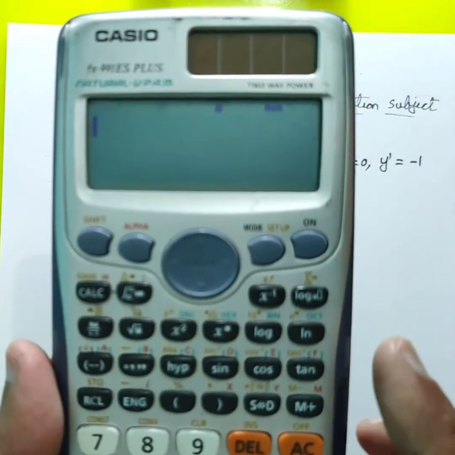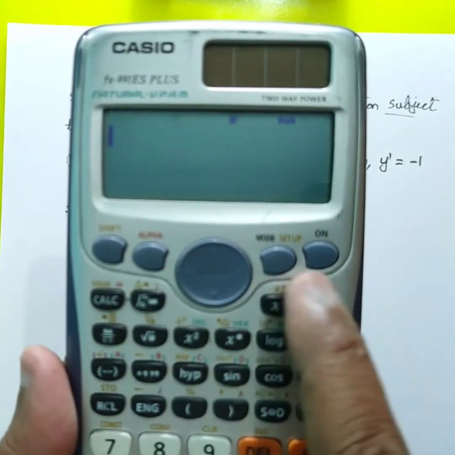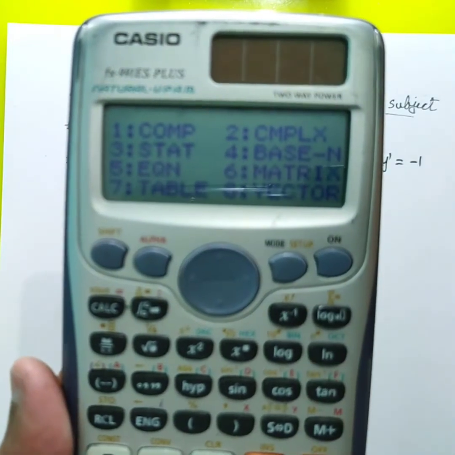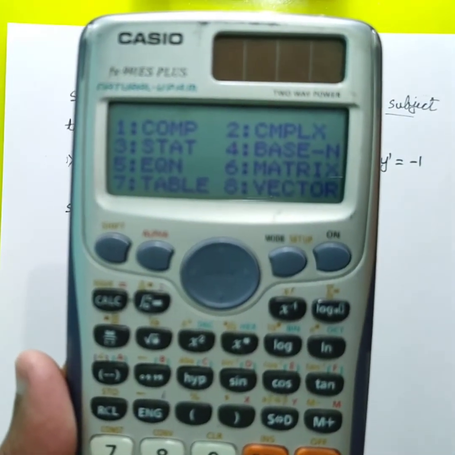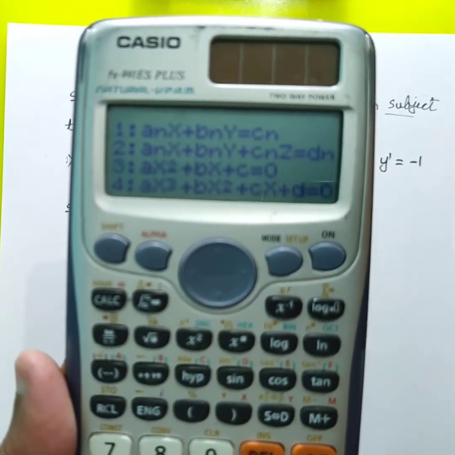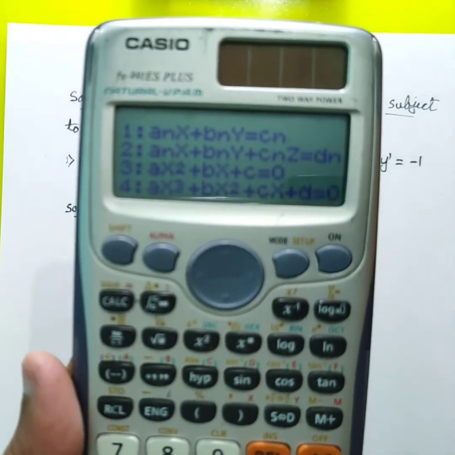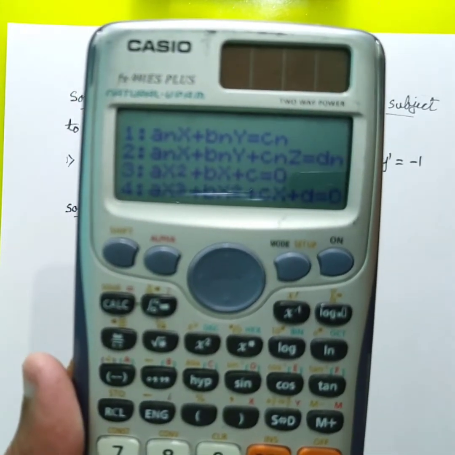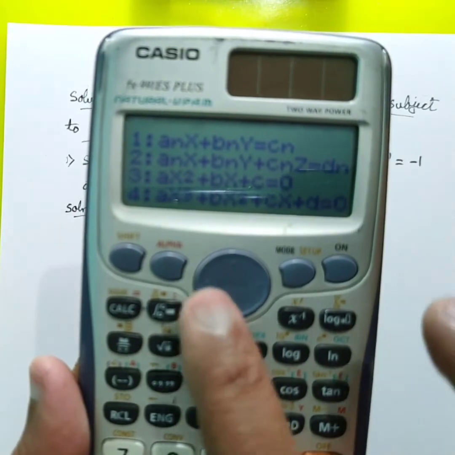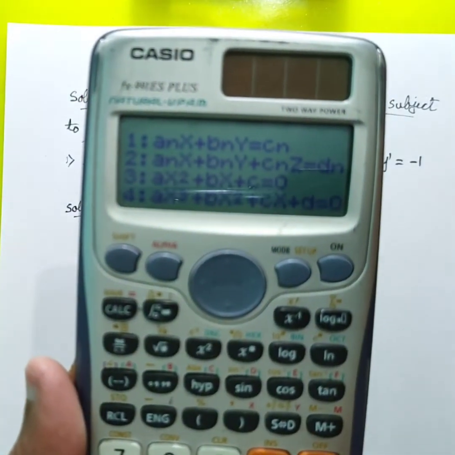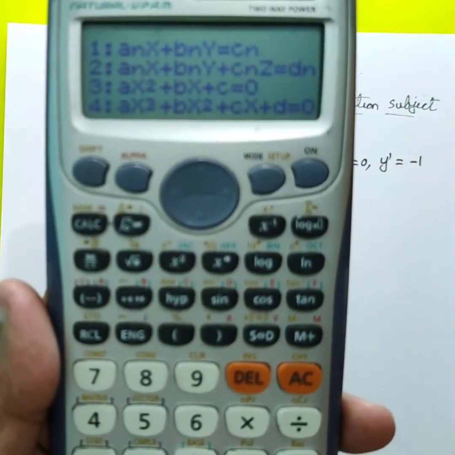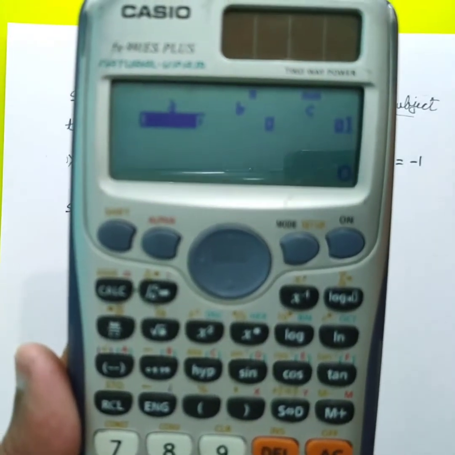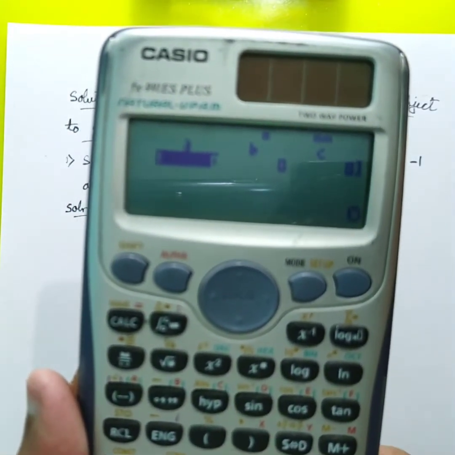If you want to find the roots using the calci, then go for mode. Under mode you have equation, that is 5, you can just press it. Then you can choose the quadratic equation, which is nothing but option 3. So you can choose option number 3. Then just write down the coefficients.